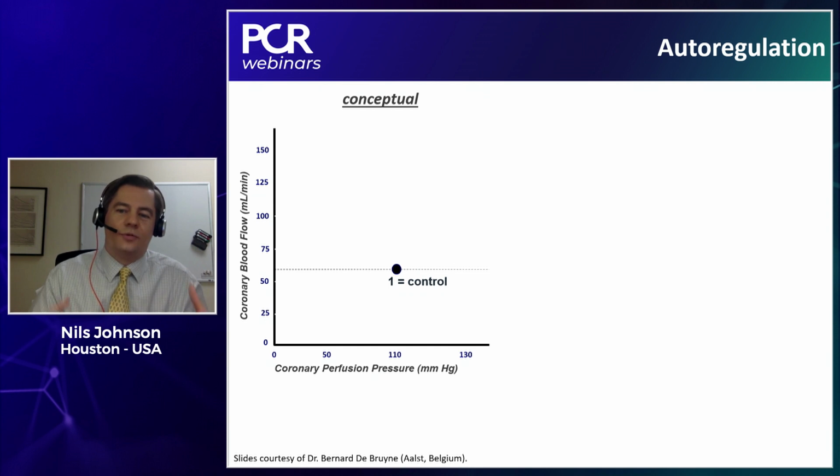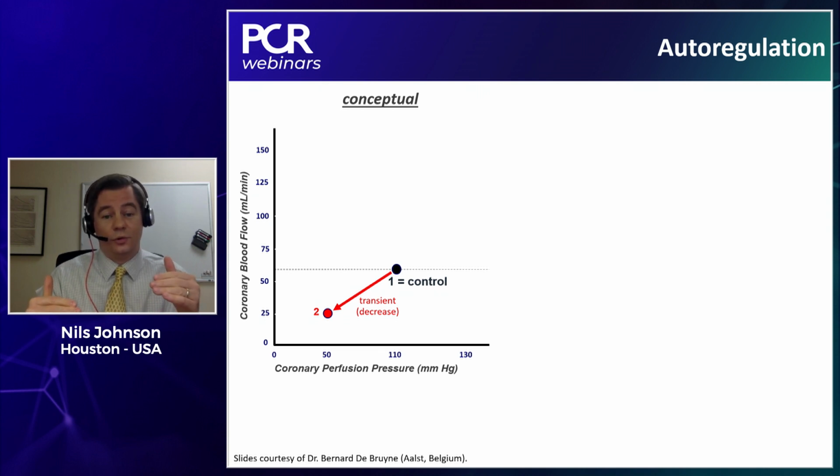And so I want to step through what this autoregulation means and what implications it has for our practice. So start off, you're in a coronary artery and you're measuring the coronary pressure, say it's 110 millimeters of mercury, and you also are able to measure flow, and let's say it's at 60 milliliters per minute. Now, if you reduce the blood pressure a little bit, say you give an afterload reducing agent, the blood pressure will go down, and as a result, blood flow will drop.